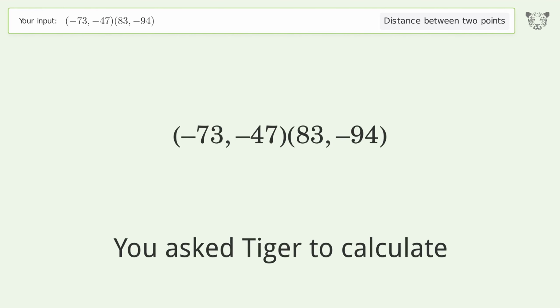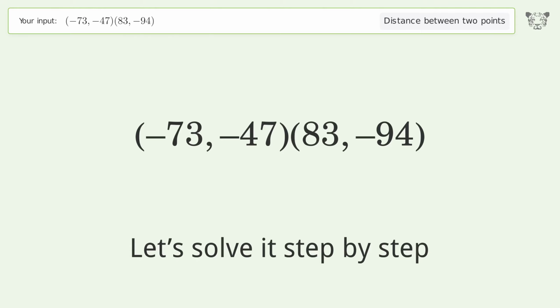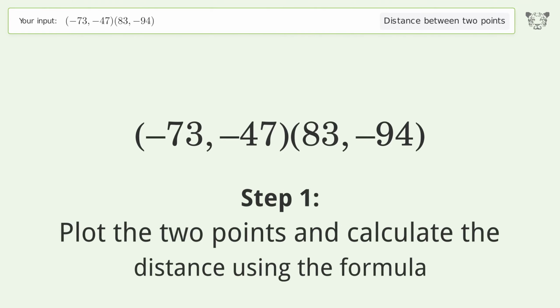You ask Tiger to calculate. This deals with the distance between 2 points. The distance between the 2 points is the square root of 26,545, or 162.926. Let's solve it step by step. Plot the 2 points and calculate the distance using the formula.